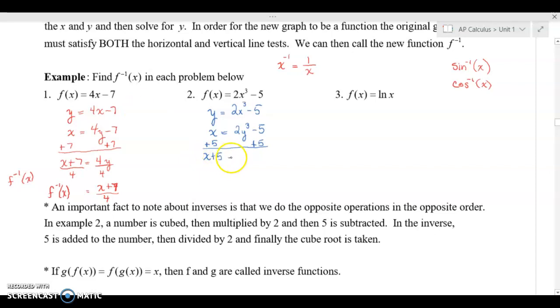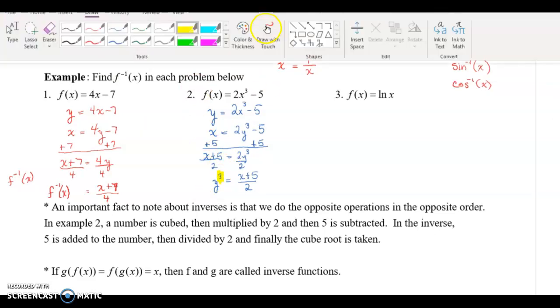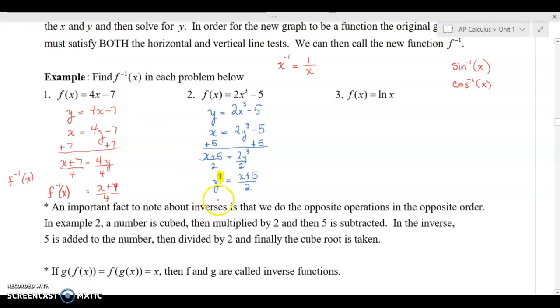X plus 5 equals 2y to the third power. Divide by 2 gives me y to the third power equals x plus 5 all over 2. Okay, we still need to get rid of this third power. So the way we get rid of a third power is we need to raise it to the 1/3 power. If you raise something to the 1/3 power, do you see how the exponents would multiply to equal 1? So now it's going to be y to the first power, right? So I'm going to raise both sides to the 1/3 power.